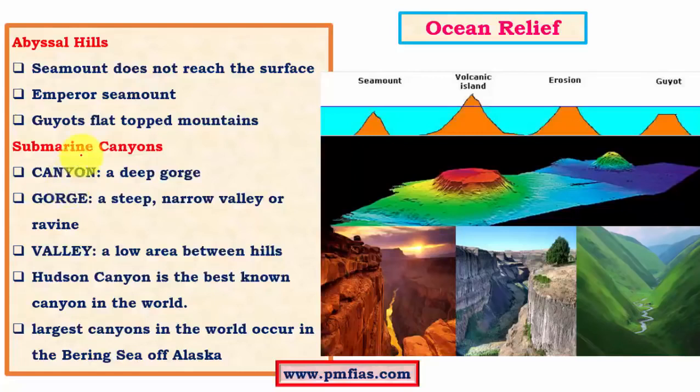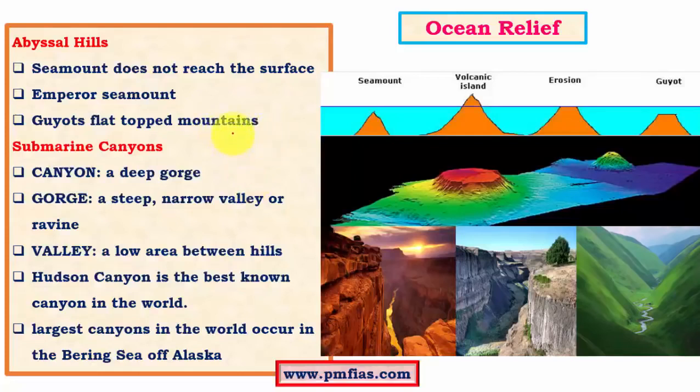We have talked about Hudson Canyon. A canyon is nothing but a deep gorge. So we need to know the difference between valley, gorge and canyon. A valley is usually V-shaped. When it is V-shaped, the bottom portion is very less wide, whereas the upper portion is quite wider.